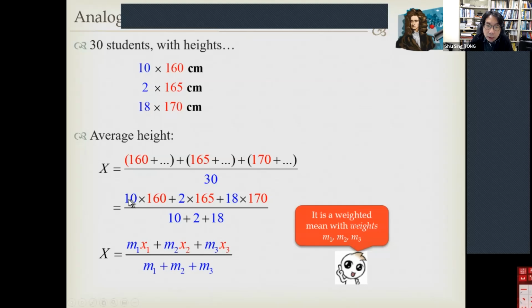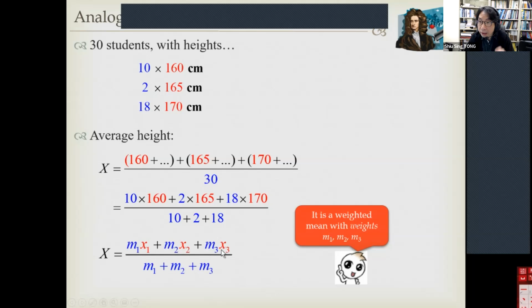Now, if you take the blue numbers as M, this is M1, this is M2, this is M3, and in the denominator you have M1 plus M2 plus M3, right? And you take the heights of the students, the red numbers, at X1, X2, and X3. Then the formula for finding the average height will be exactly identical to the formula for finding the center of mass. Okay, so you see what the center of mass means.